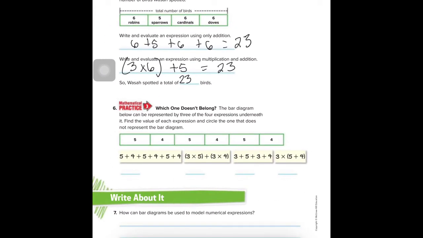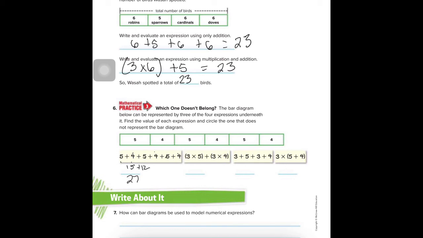Now looking at this, which one does not belong? The bar diagram can show 3 out of 4 expressions. Which one does not belong? So we need to count them up. I'm going to add them all up together. So 5 plus 4 is 9. Well, let's see, I'm going to do 1, 2, 3. 3 5s would be 15. Then I have 1, 2, 3 4s would be 12. So 15 plus 12 is 27.